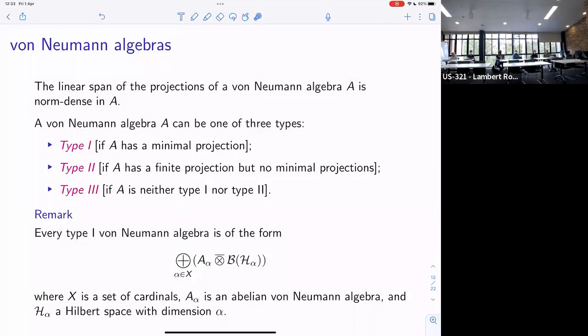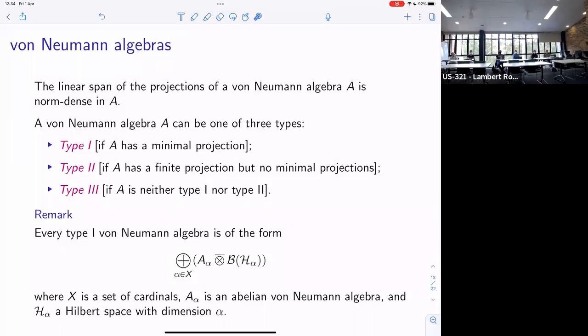And I'll note that the projections of the von Neumann algebra form a complete lattice. So you can take the definition of minimal to just be minimal in this lattice, but I won't say what a finite projection is, because it doesn't matter for what I'm going to say in the present.